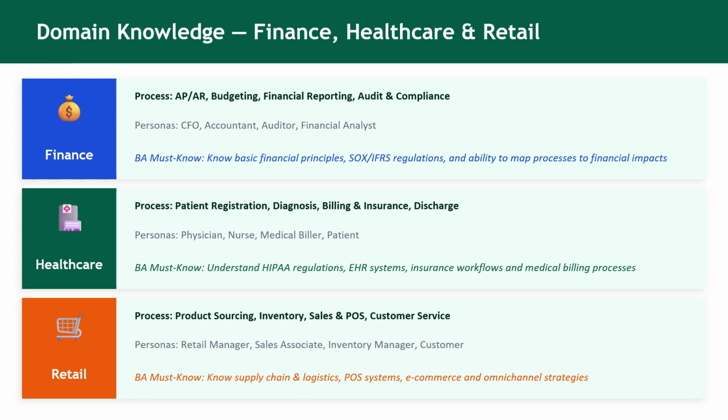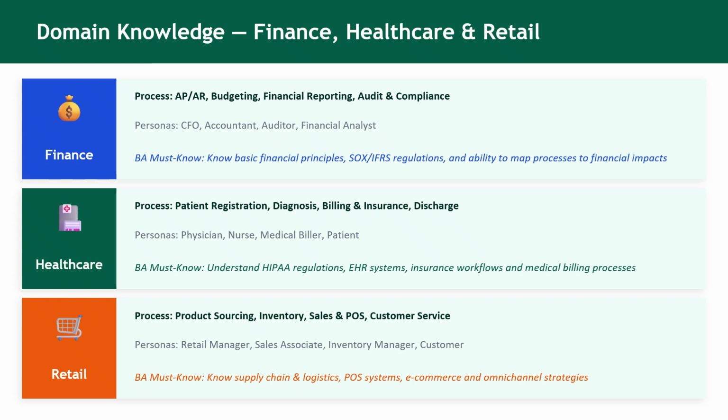Let's take finance as an example. In a finance related project, processes include accounts payable, accounts receivable, budgeting, financial reporting, and compliance. The BA should understand basic financial concepts and regulations like SOX or IFRS. This helps in mapping system requirements to business processes.